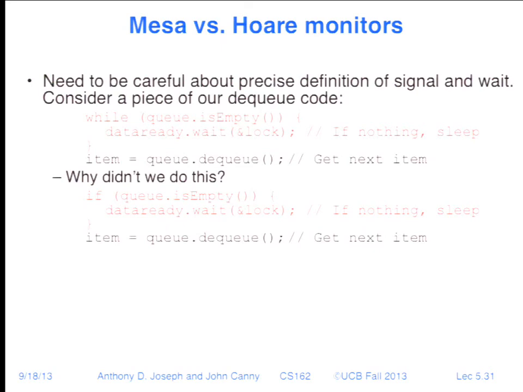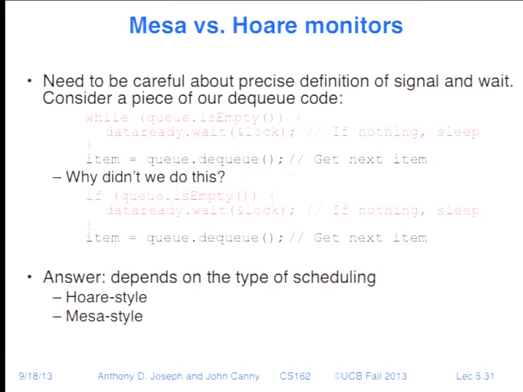At least in conventional code, you would expect that if we wait for a while until the queue is ready, as soon as the queue is ready, it should have something in it, right? So we shouldn't need to go back and test again. But in fact, sometimes we do, and it depends on how signal and wait are implemented. There are two widely used approaches. One of them is Hoare style, and one of them is Mesa style.